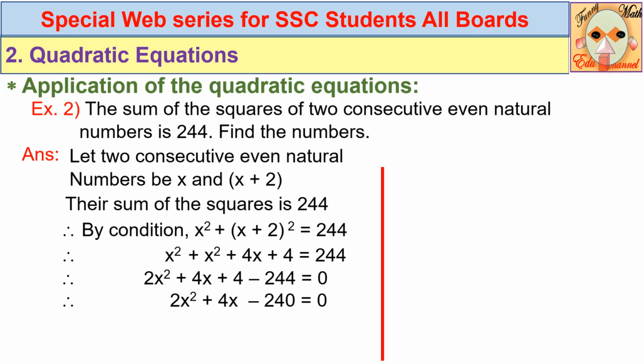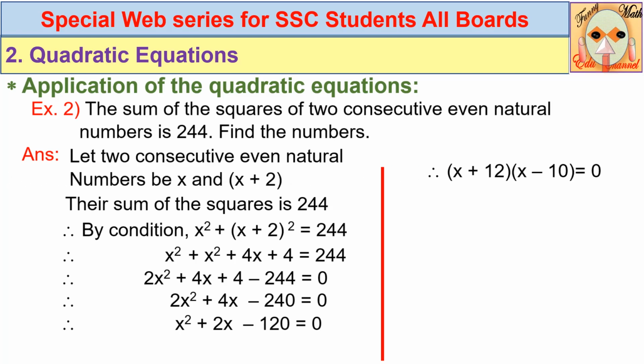You observe each term is divisible by 2, so dividing by 2 you get x square plus 2x minus 120, because dividing by 2 you get here 1, here you get 4 divided by 2 is 2, so 2x, and here minus 120 equal to 0. Now you have to use the factorization method to solve this one. It's very simple. You can find the factors of 120 so that you get the addition of those two factors as plus 2. You know, 12 tens are 120. So we have factors x plus 12 first bracket, second bracket x minus 10 equal to 0.